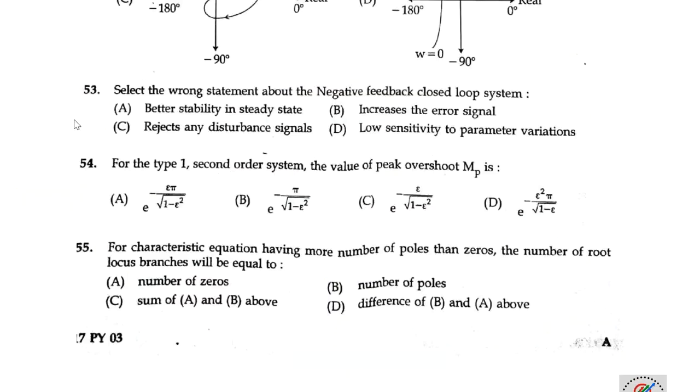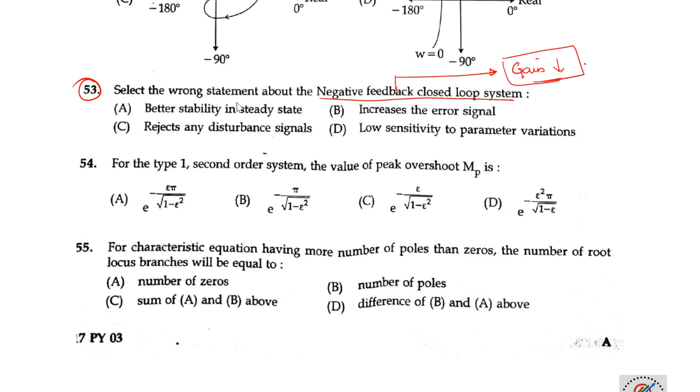And the next question, 53rd question. Select the wrong statement about negative feedback closed loop system. I'll repeat the question. Select the wrong statement about negative feedback closed loop system. So what is wrong about the negative feedback? Negative feedback will have only one drawback, that the gain is going to be reduced. So except the gain reduction, it is having all the advantages.